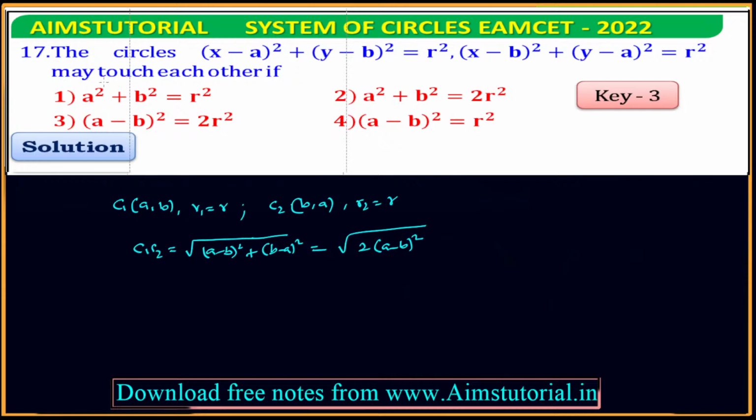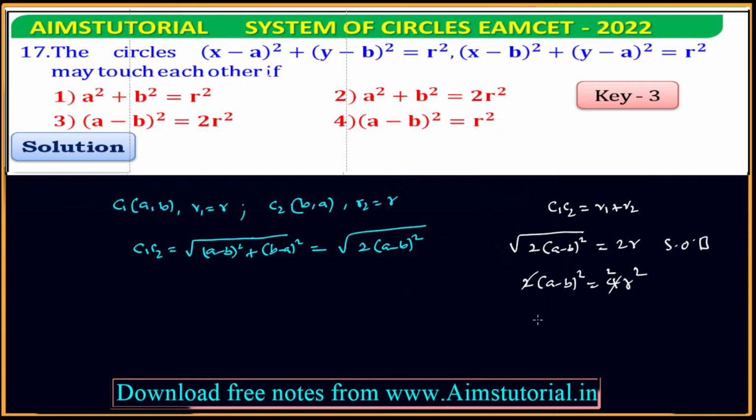The given circles touch each other. If the given circles touch each other, C1C2 equals r1 plus r2. So C1C2 is the root of 2 times (a minus b) whole square, and r1 plus r2, r plus r is 2r. Now squaring on both sides, the square root cancels. 2 times (a minus b) whole square equals 2 twos are 4r square. Cancelling 2 on both sides, therefore (a minus b) whole square equals 2r square. That is option 3.